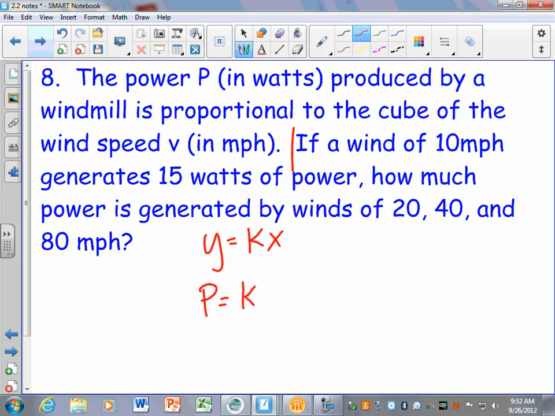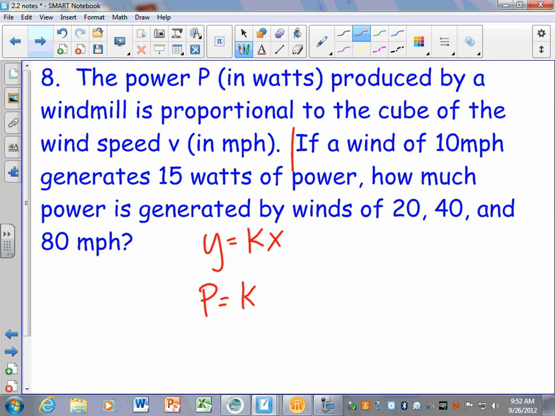And what's it proportional to? The cube of the wind speed v. So how would I write the cube of v? Is it the cube root? Or would it be cubed? I know the answer. I'm asking, to see if anybody feels confident.